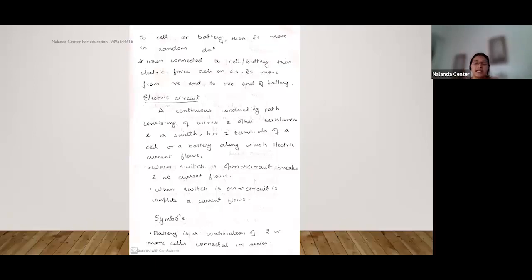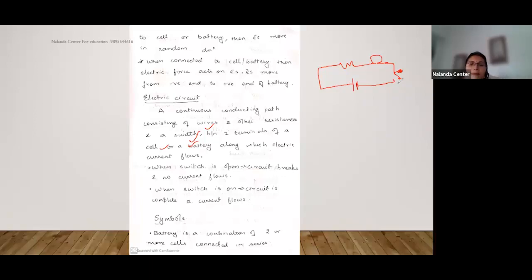Now, what is an electric circuit? See, the conducting path which might have a resistor, or a bulb, all these things connected by a switch, and a battery or cell. This whole conducting path with wires, switch, and maybe a cell or a battery or a bulb, all those things together are known as an electric circuit.